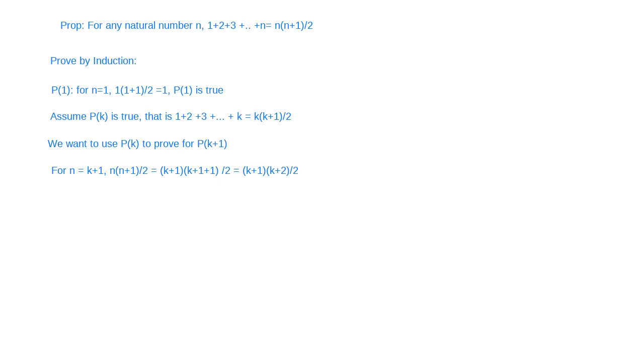Right, so let's do some calculation. 1 plus 2 plus 3 plus up to k plus 1 equals, well, 1 plus up to k gives us k times k plus 1 divided by 2, right? Then plus k plus 1.